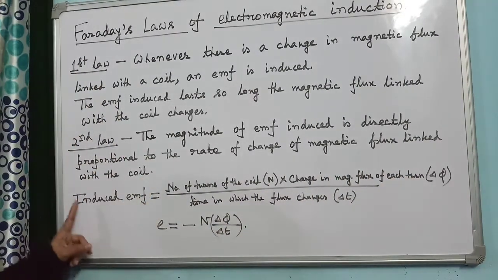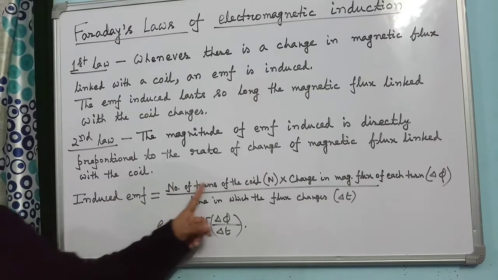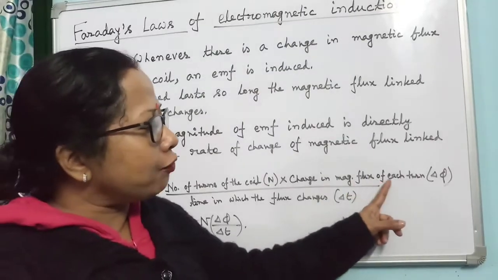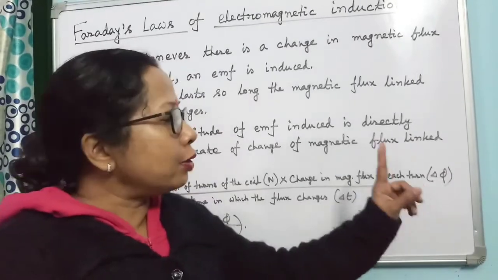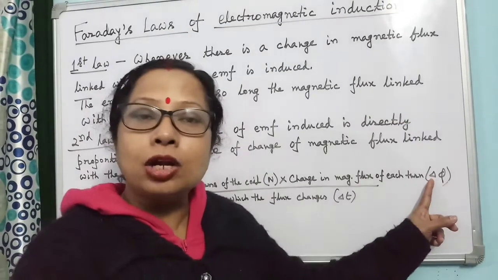So you can write that the induced EMF will be equal to the number of turns of the coil times the change in magnetic flux of each turn. So you see, if delta phi, this is phi, and delta always represents what?